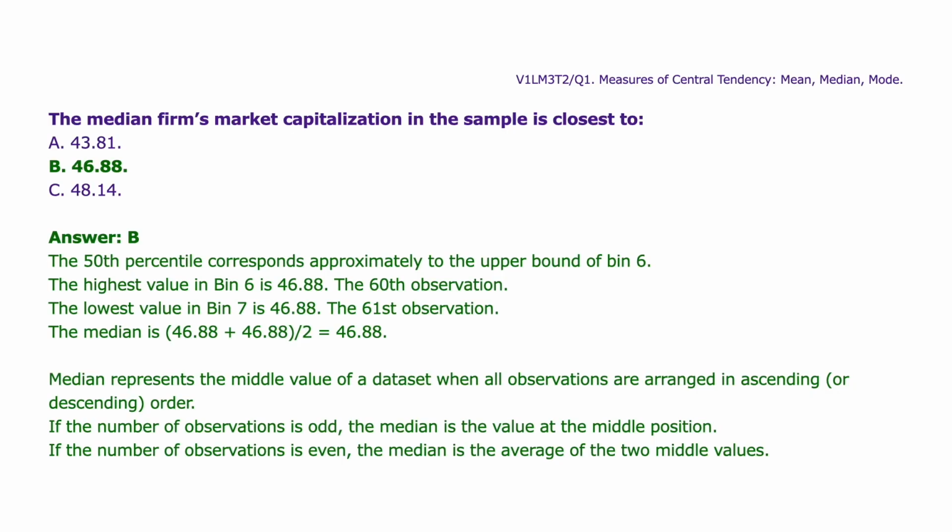With grouped data, when cumulative percentage reaches exactly 50% at a bin boundary, that boundary value is the median. No interpolation needed here, unlike when 50% falls within a bin.